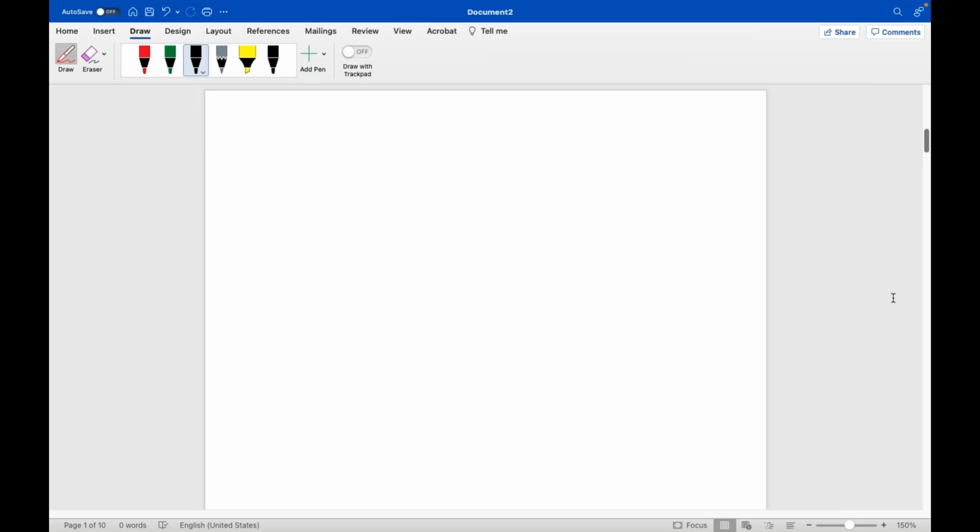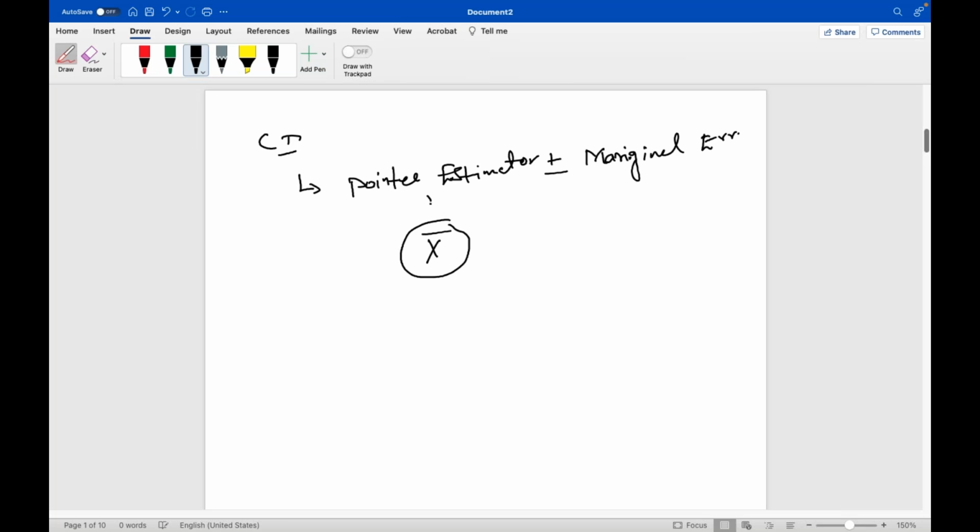Okay, so the CI value we can estimate with a standard formula. The formula is: the first one is the point estimator, and the second one is the margin of error. It's plus or minus, actually. This point estimator we can consider as the mean of your sample or population, whatever it is.